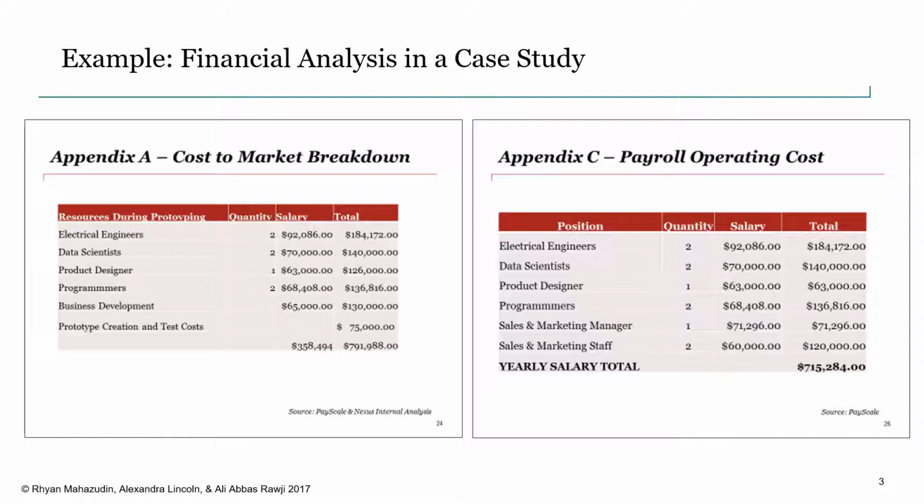Sometimes when you're doing financials, as I mentioned, it can be very convoluted. So generally, any calculations that you want to use can be tossed into the appendices. We did a cost to market breakdown and a payroll operating cost for our Jarvis product, and we used labor as the main cost of each of these appendices. We presented these in the appendices, and the judges actually asked us about these costs in our presentation, and we were able to allude to them in the question and answer section.